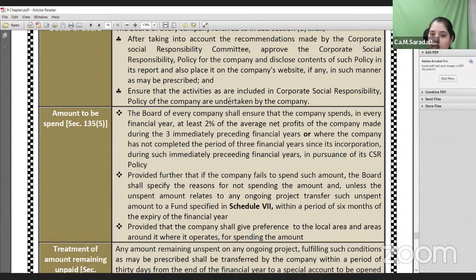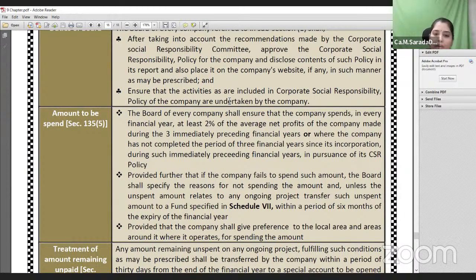If the company has not completed 3 years, then it is at least 2% of the profits of the preceding year. Okay, now ma'am, for what all activities does the company have to spend its CSR money, which the company has collected out of the net profits? The company should spend that amount on the activities specified by the Companies Act under Schedule 7 of the Companies Act. Okay, and within a period of 6 months from the end of the financial year.